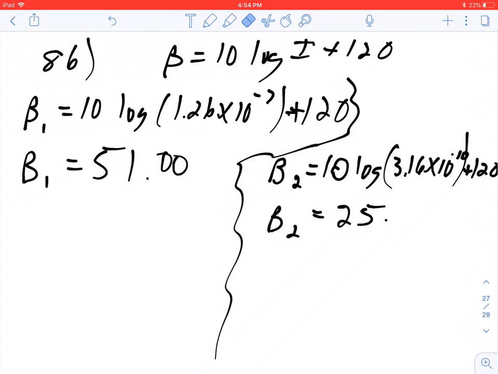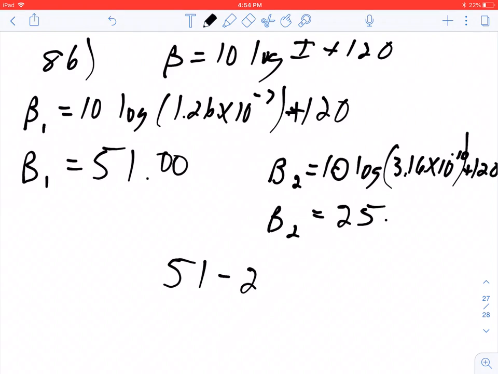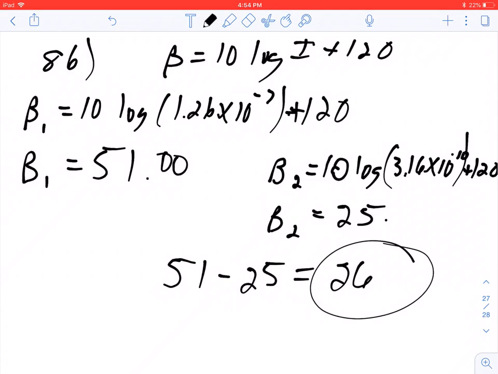And so now, by subtracting those two, we're going to do 51 minus 25, and we will get 26. So there's your answer. That's the difference between a broadcast studio and an office.